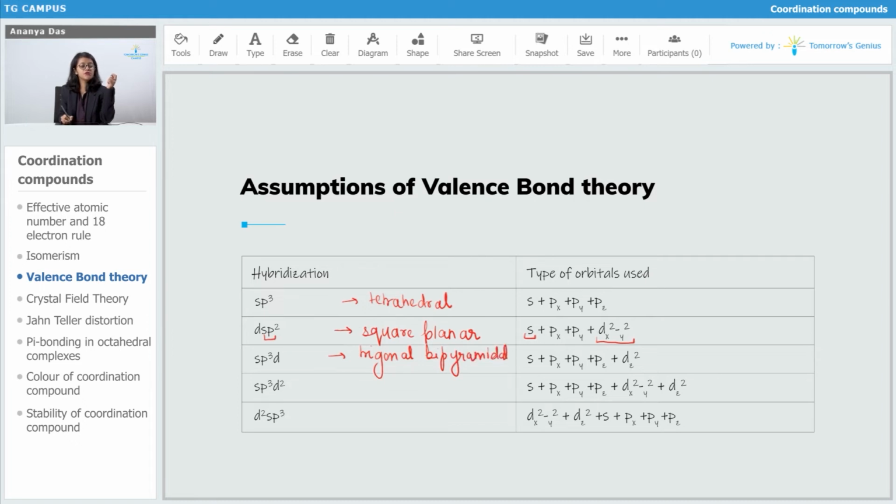The orbitals which undergo hybridization to give trigonal bipyramidal geometry are s, px, py, pz and dz square. Again, it's p3, so that is why three p orbitals are used. All of the 3p orbitals are used, and there's only one d here. So only one of the d orbitals is used, and that d orbital is the dz square. The next is octahedral geometry.